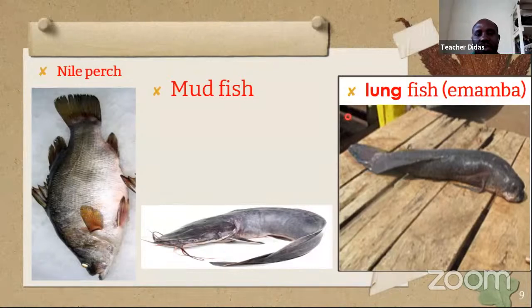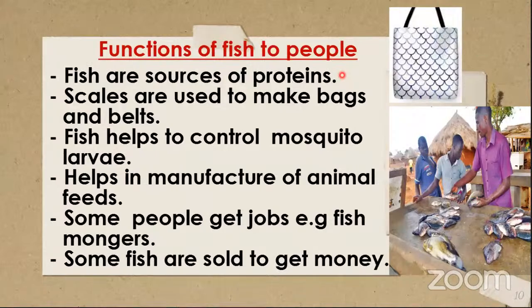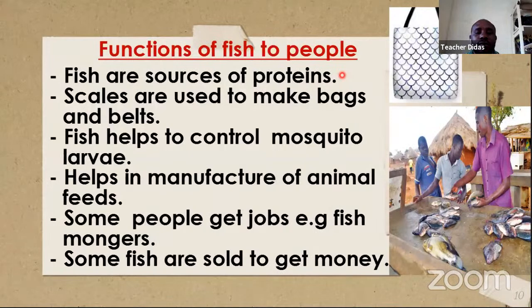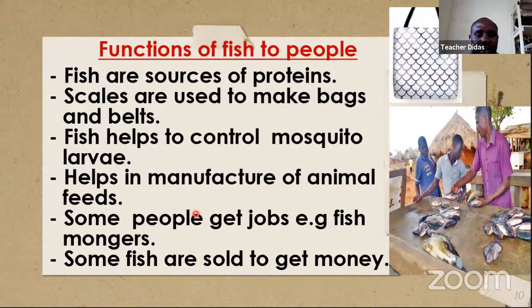There is someone called Lisa. Lisa, how are you? Lisa, unmute yourself. So let's look at some of the uses of fish, because they are sources of proteins when you eat them. How are you, Lisa? Fine. Okay, what do we use fish for? We use fish for selling. For selling, we sell them and get money, isn't it? Yes. So Lisa, are you seeing on your screen? Yes. Okay, can you read for me sentence number one and number two and number three?